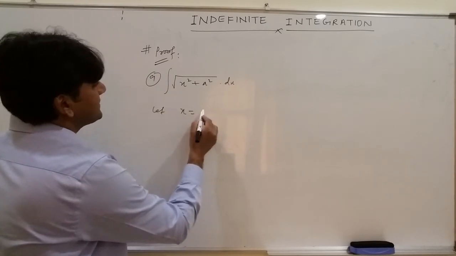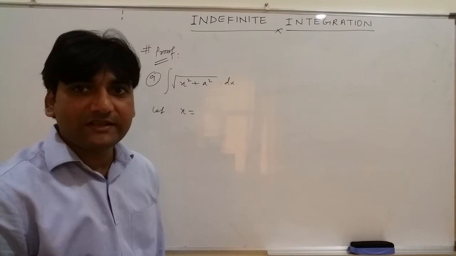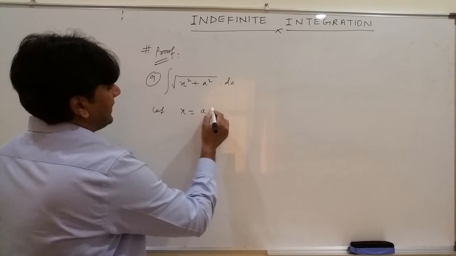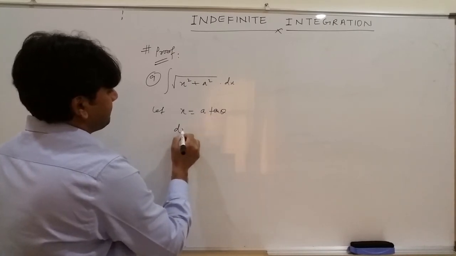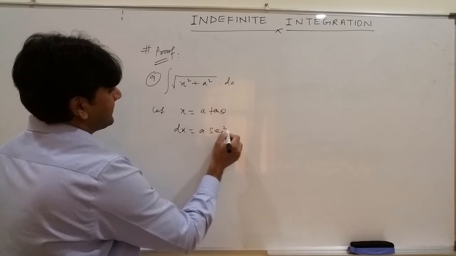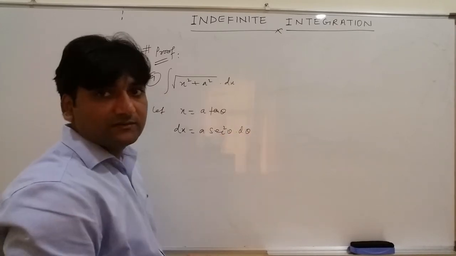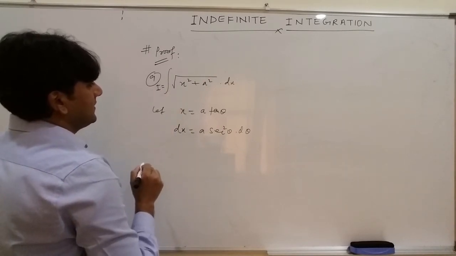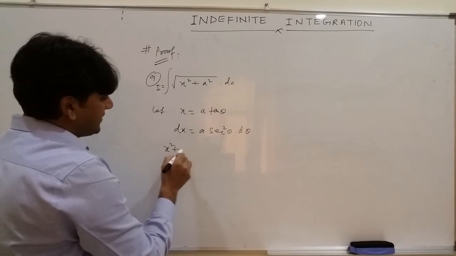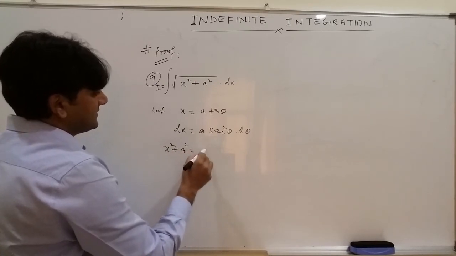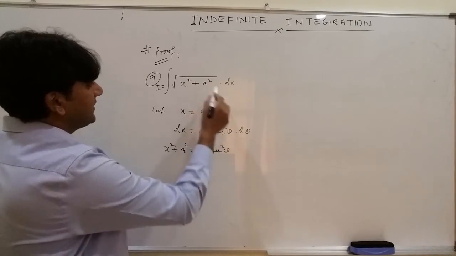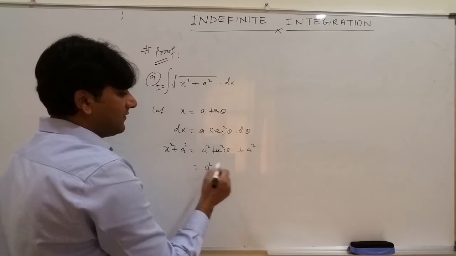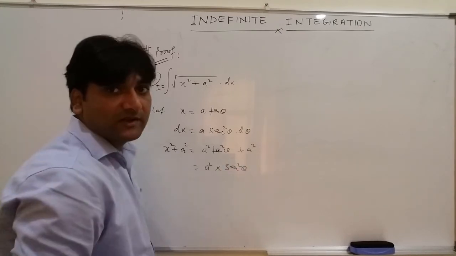So let x equal, which one will you use? x square plus a square or a square plus x square? A tan theta or a cot theta? I will use a tan theta. x equals a tan theta. Then dx is a sec square theta d theta, right? And this is I also. And this is x square plus a square. So write x square plus a square, which is a square tan square theta plus a square. Now a square we take common, tan square theta 1. 1 plus tan square theta is sec square theta. So I got sec square theta.